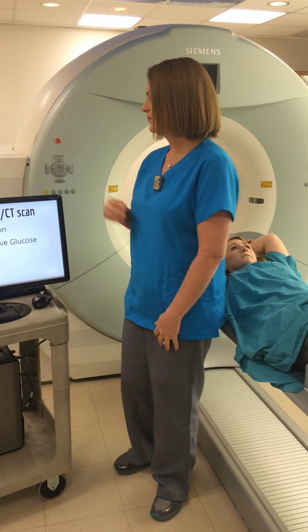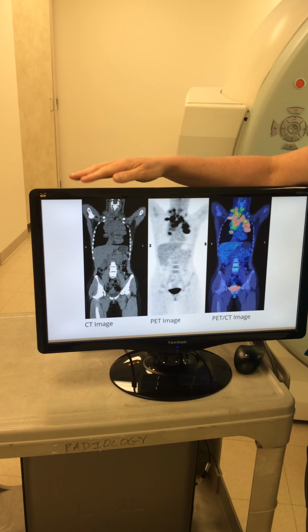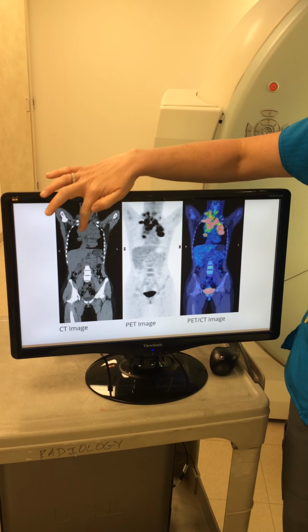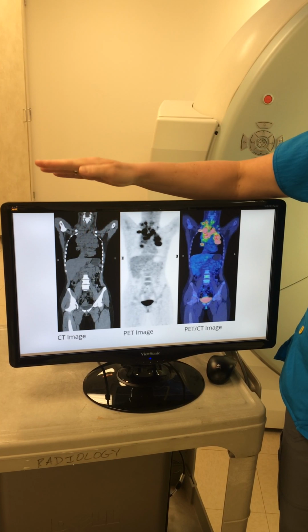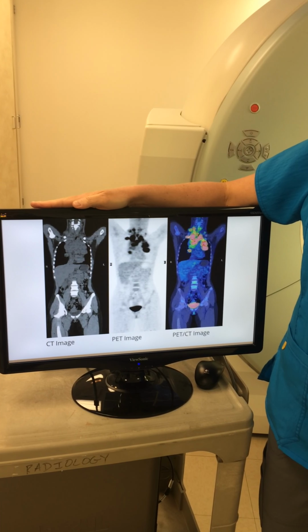I'd like to show an image of a PET-CT scan. This image here is the CAT scan. For the most part, it looks pretty normal, except for this area right here. The CAT scan lets us see if something is abnormal, but it doesn't tell us exactly what it is.